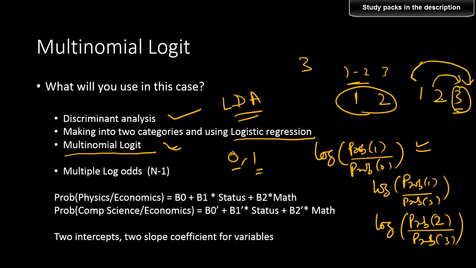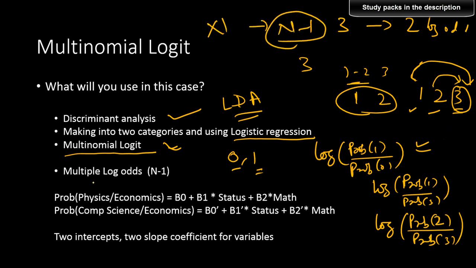Now the base category can be any one; you can choose 1 as the base category, 2 as the base category, and so on. So if you have 3 categories, you will have 2 logits. In this case we have got 2 logits. So if you have n categories, you will have n minus 1 logits. That's the idea: we'll have n minus 1 logits for n categories in the dependent variable.